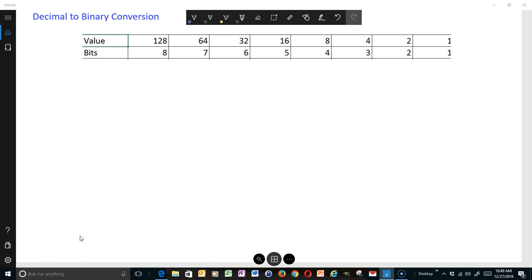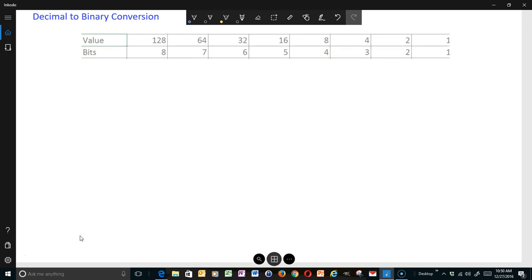Each of these bits has a value. And these values are based upon the placeholder. And it's 2 to the power. And if you notice that, since it's binary, each time we just double it. We start with 1, 2, 4, 8, 16, 32, 64, 128.